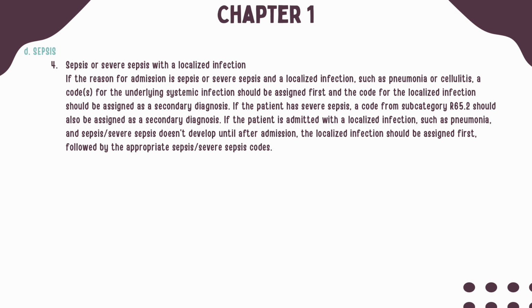If the reason for the encounter is for severe sepsis or sepsis, and there is a localized infection such as pneumonia or cellulitis present, you should first code for the underlying systemic infection, followed by the code for the localized infection. If severe sepsis is present, a code from subcategory R65.2 should be coded as a secondary diagnosis.